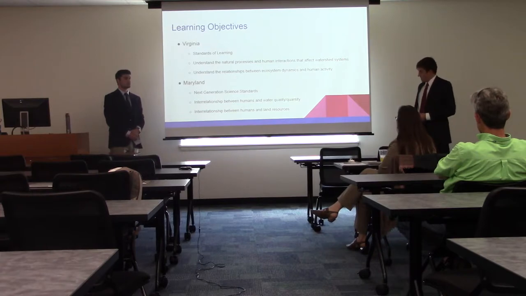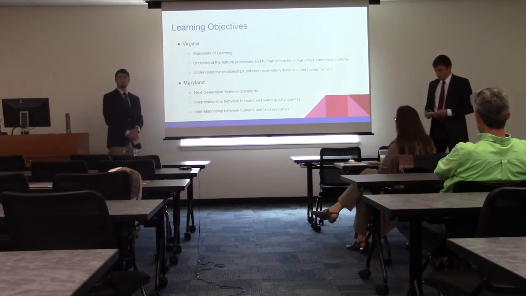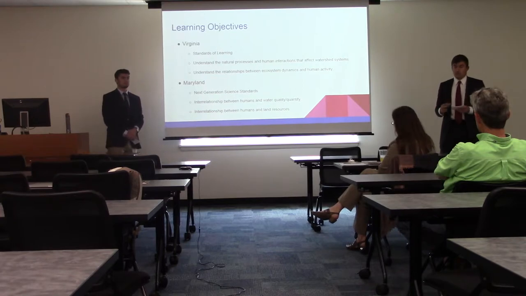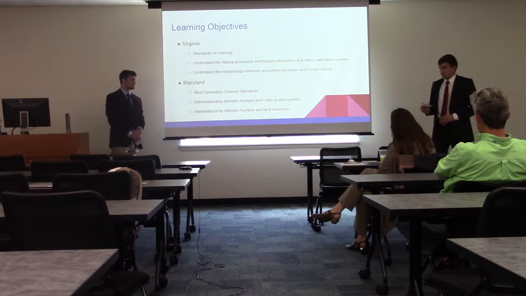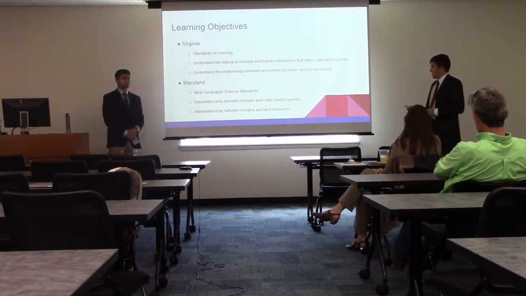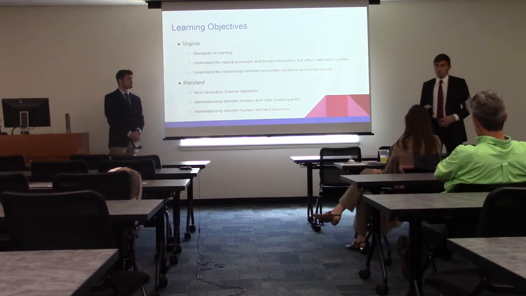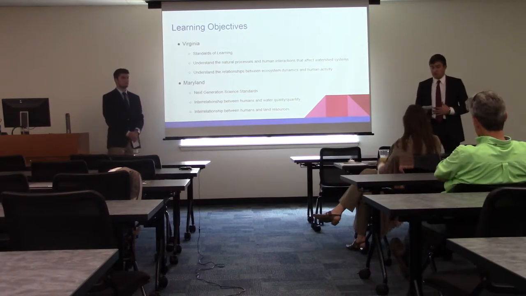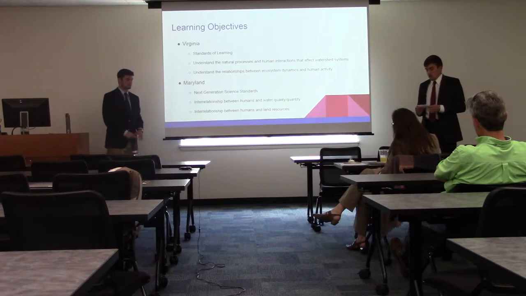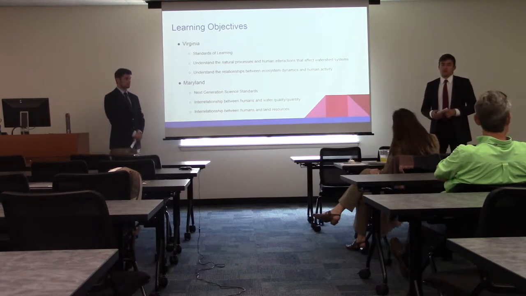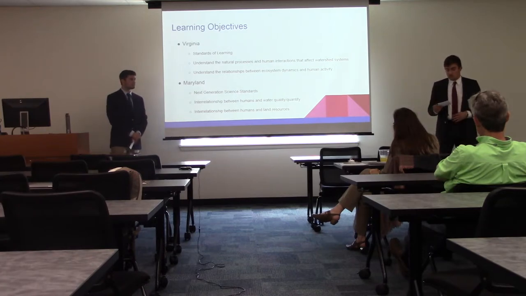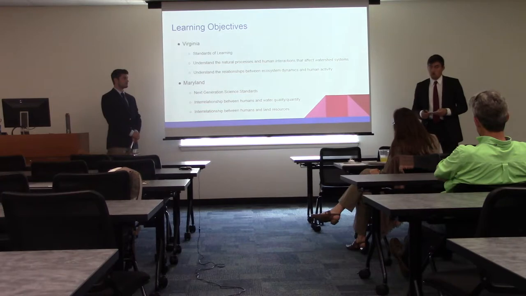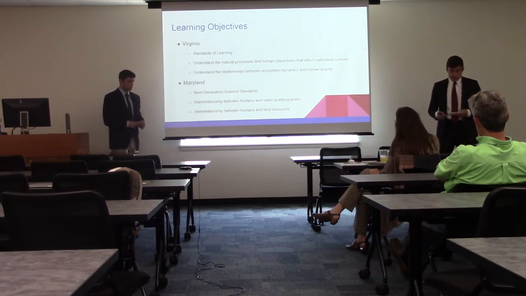Under the Next Generation Science Standards, they grouped together their 6 through 8 curriculum. So what the students are expected to know is the interrelationship between humans and water quality. So the different types of pollution, point and non-point, the Chesapeake Bay watershed and how they have an impact on it, and eutrophication, which is the presence of excess nutrients in water from agricultural processes. They're also expected to know the interrelationship between humans and land resources, so what wetlands are, soil conservation, and also land use planning.